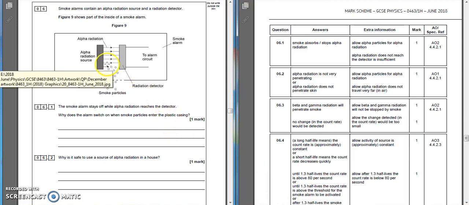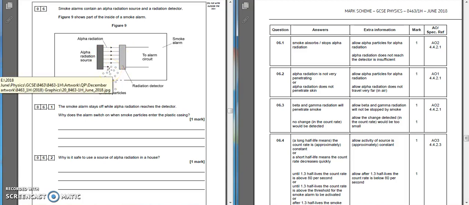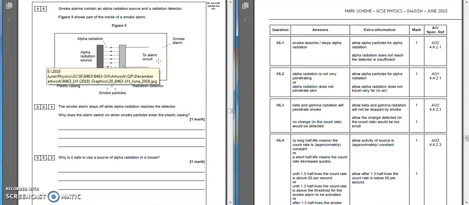Well, the ionizing radiation is creating a current which is flowing across between the detectors. When the particles go in, you can see here that the smoke particles are blocking the alpha radiation. It's not very penetrating. So the short one-word answer is the smoke absorbs the alpha radiation, or the smoke blocks the alpha radiation.